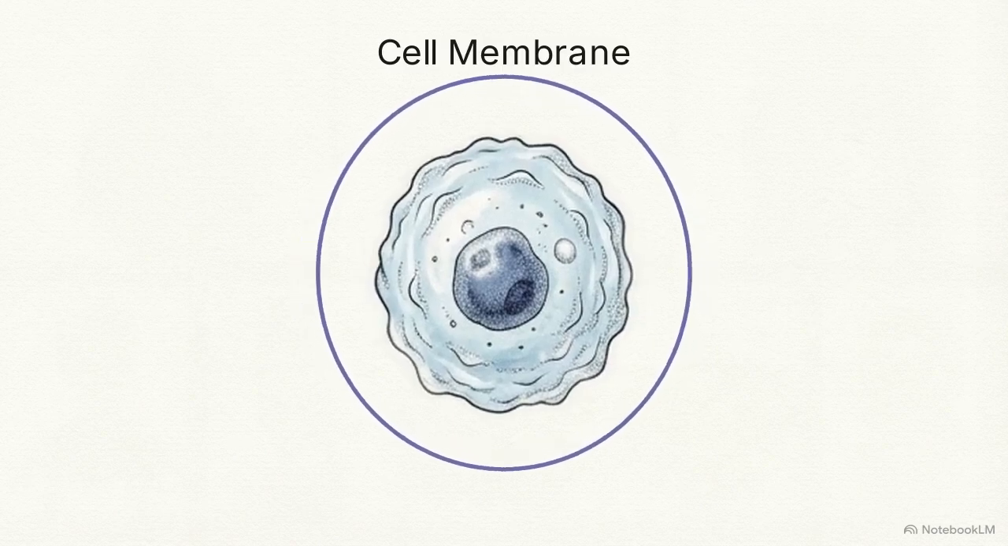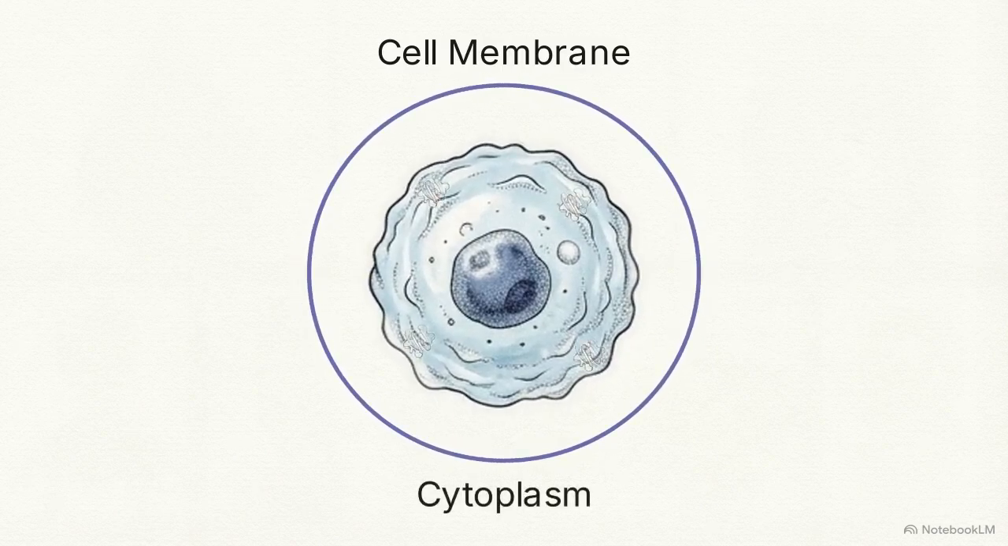Inside that membrane, the cytoplasm acts as a busy factory floor where chemical reactions take place. At the center sits a dense spherical nucleus, the control room holding the genetic instructions that dictate how the cell grows and functions. Now compare that to a plant cell.